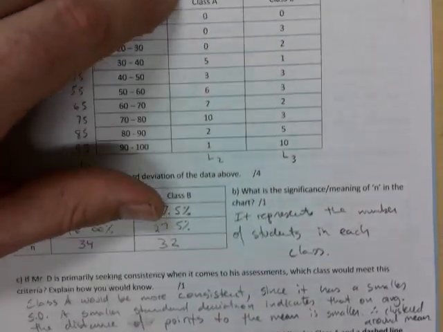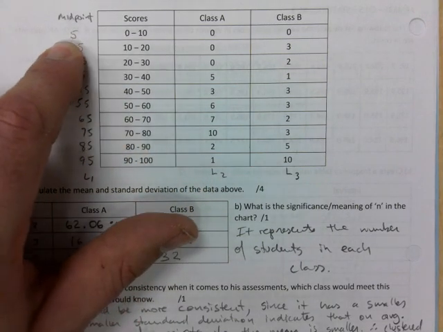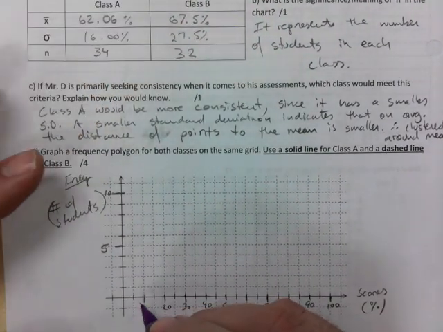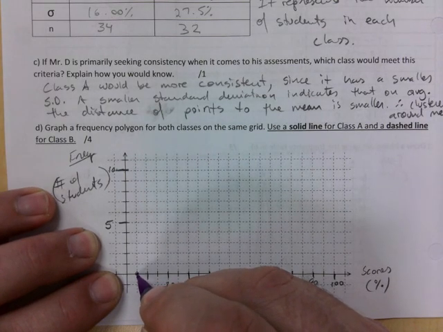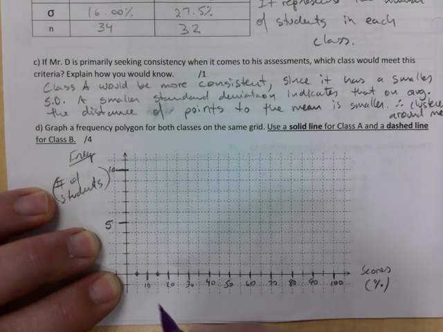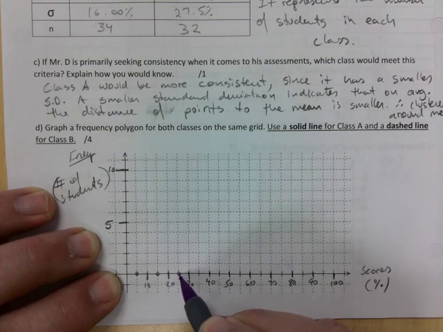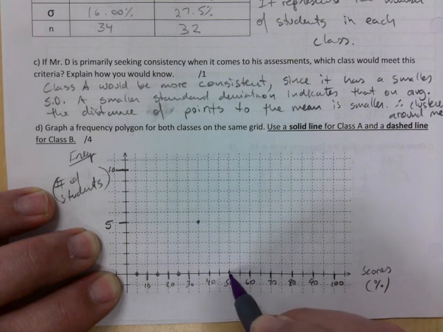So I'm going to use these frequencies, right, and plot them, and you're basically plotting the midpoints, right? So between 0 and 10, for class A, there are 0, right? And then there's 0 again. So I'm always going between the bars, basically. 20 to 30, 0 as well. 30 to 40, there are 5. 40 to 50, there are 3.